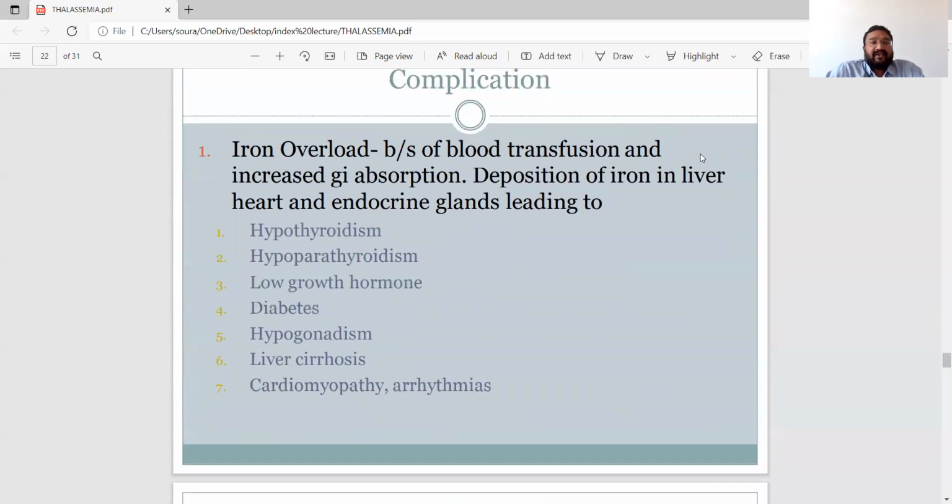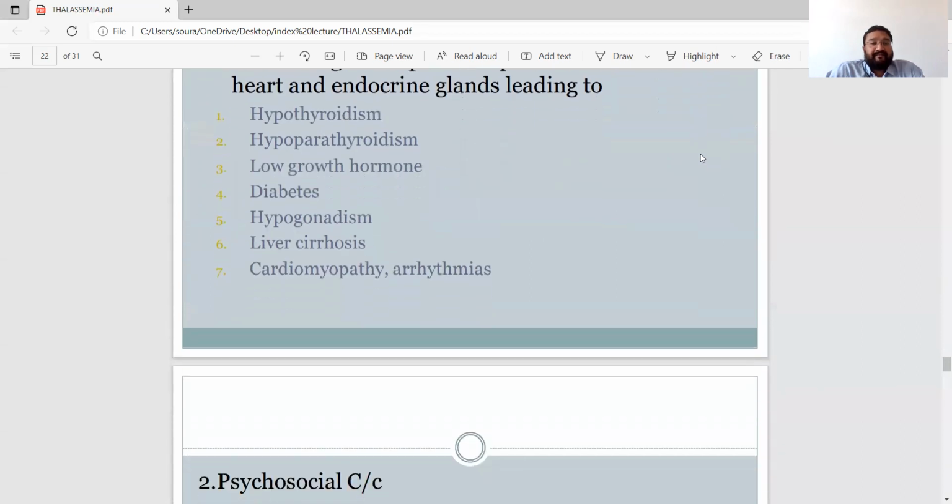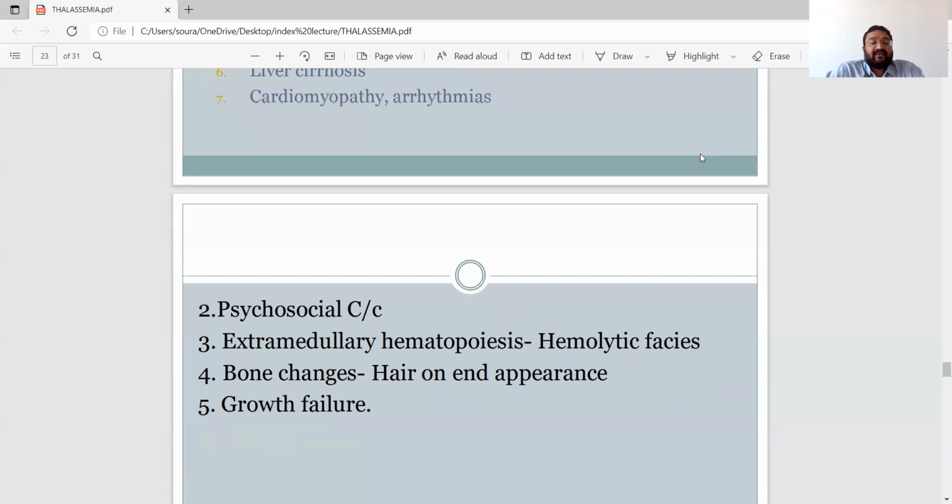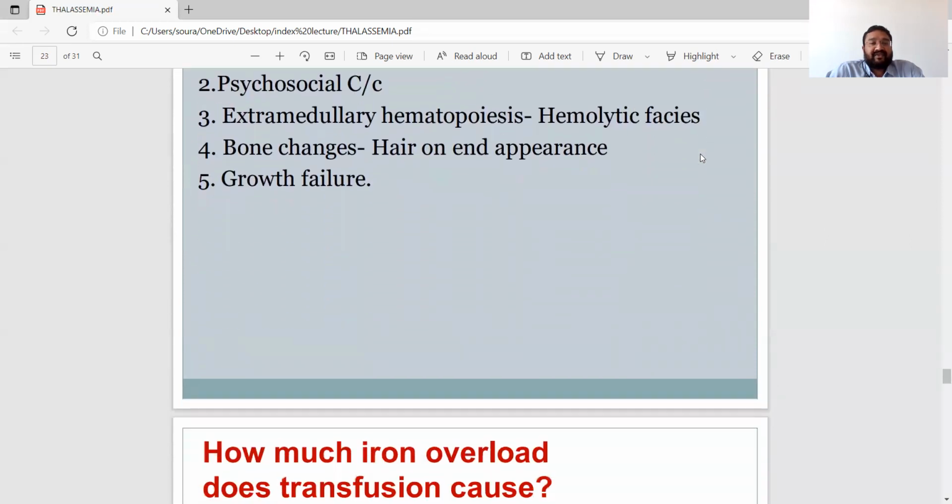So, in all children with thalassemia major who are receiving regular blood transfusion, workup for all these conditions should be done. Other complications are psychosocial complications, because as the child is not growing nicely and they often require frequent blood transfusion, they may suffer from some psychosocial complication. Because of extramedullary hematopoiesis, they have hemolytic facies. Bone changes may appear like hair on end appearance and growth failure. These are the other complications.